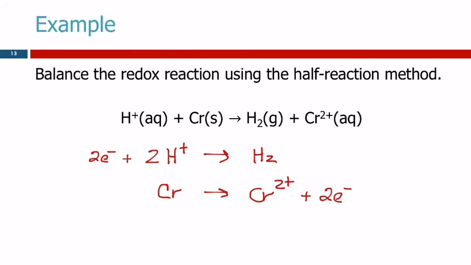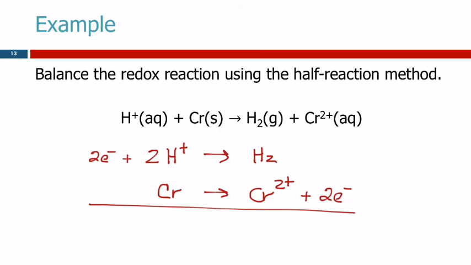Which of these things is being oxidized? Chromium or hydrogen ion? Chromium. Oxidation is loss of electrons. The chromium is losing electrons. The hydrogen ion is gaining electrons. So the hydrogen ion is being reduced.